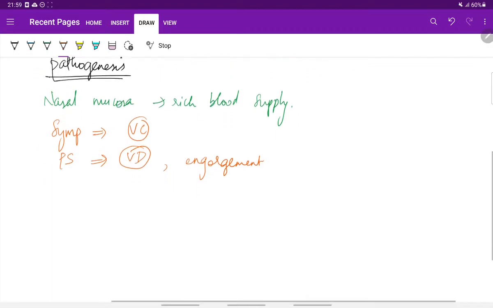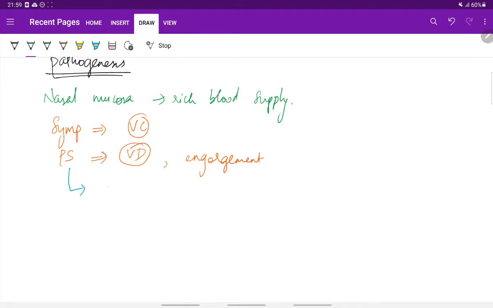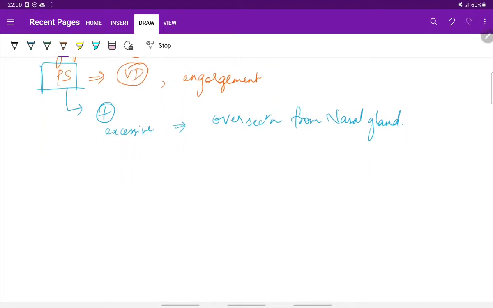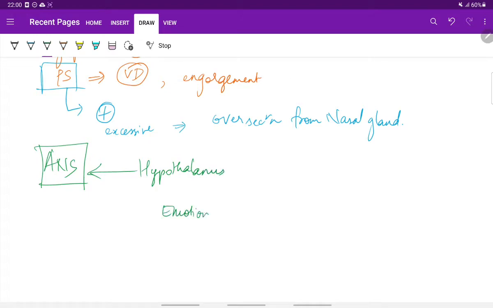In vasomotor rhinitis, what happens is there is overactivity of the parasympathetic system. So there is excessive stimulation of the parasympathetic system, due to which there is increased vasodilation and increased engorgement of venous sinusoids, leading to oversecretion from the nasal glands. This is responsible for the excessive rhinorrhea. And the autonomic nervous system is under the control of hypothalamus. So, emotions play an important role in controlling.